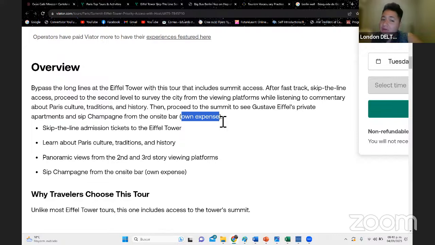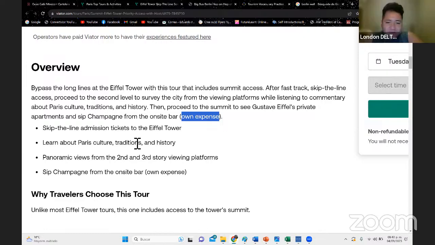Porque te llevan al bar, pero dice own expense. Own es propio. Expense, gasto. Right? So what do we get from own expense? What happens? Are the drinks included or not? Entonces, ¿las bebidas estarían incluidas o no? Del bar. No. No, they're not included.